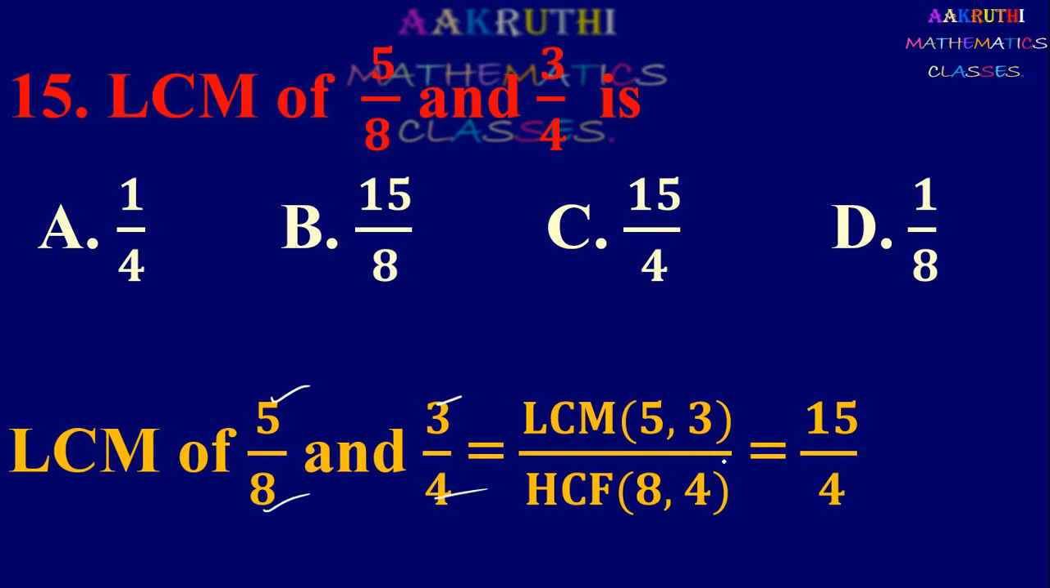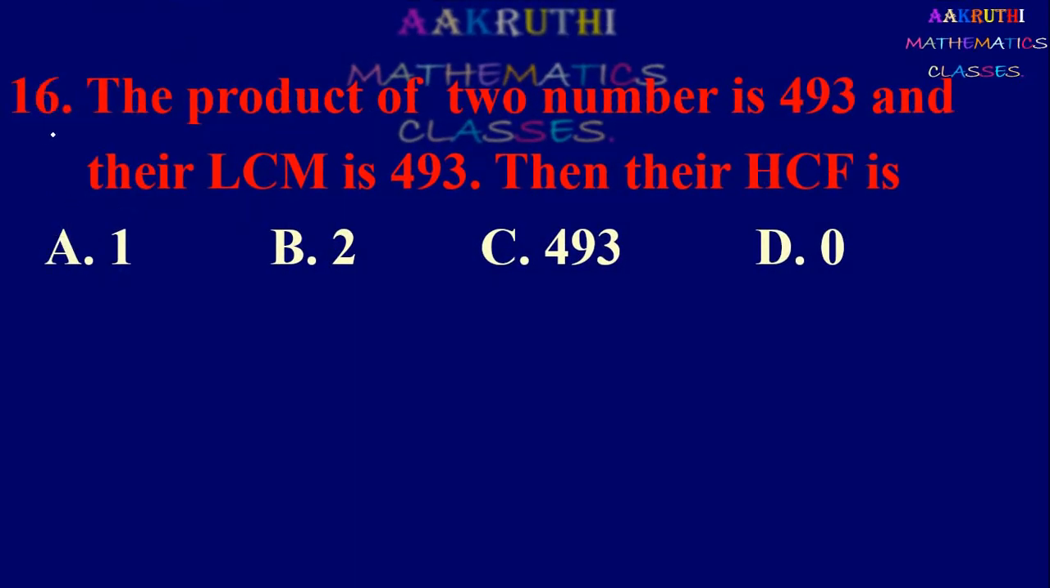So therefore LCM of 5 by 8 and 3 by 4 is 15 by 4, which is option C. So here the correct option is option C. So next question, question number 16.